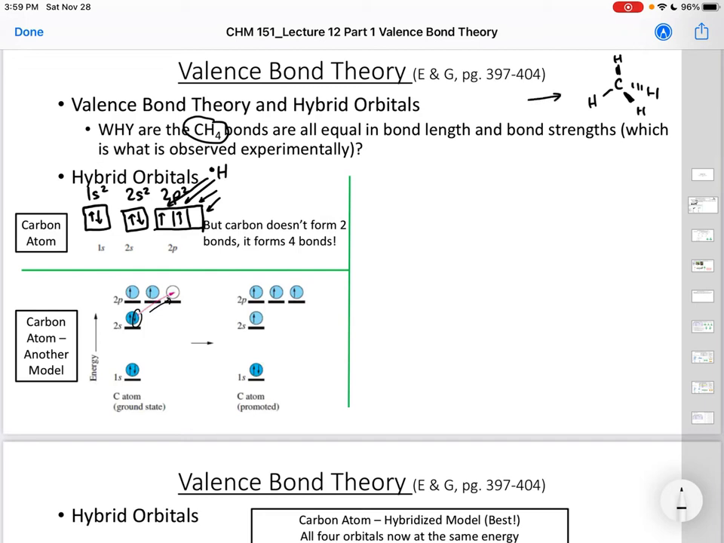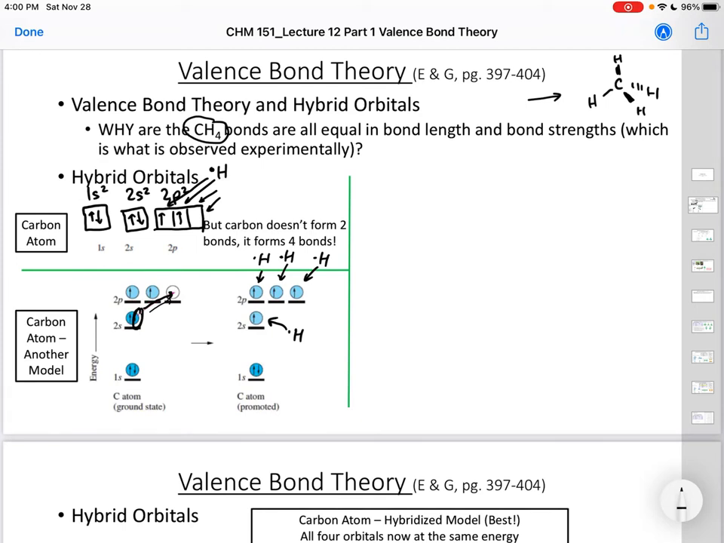So the author says that there's another model that was proposed, wherein you take one of these electrons here and you move it into this orbital here. So you end up having 4 orbitals with 1 electron in each. And so you can add your 4 hydrogens, one here, one here, one here, and one here. Okay, that seems fairly good of a model, right? You have places where you can put the hydrogens, everything looks good.